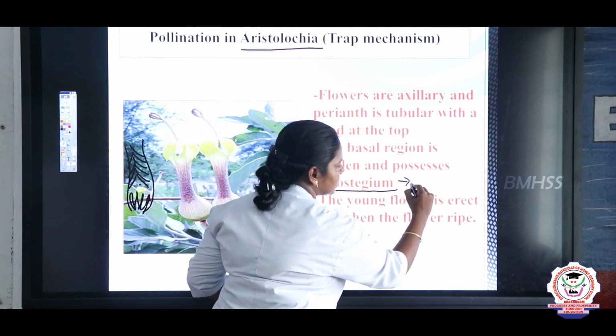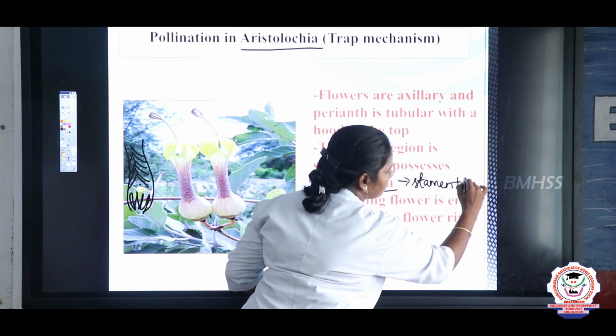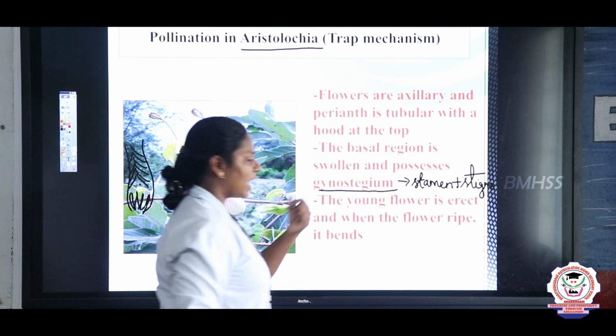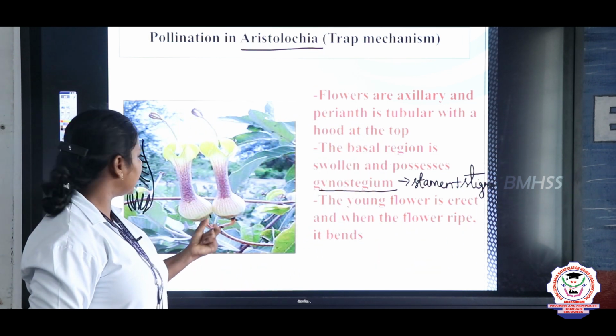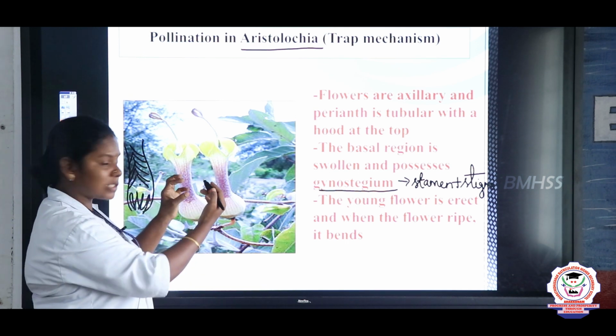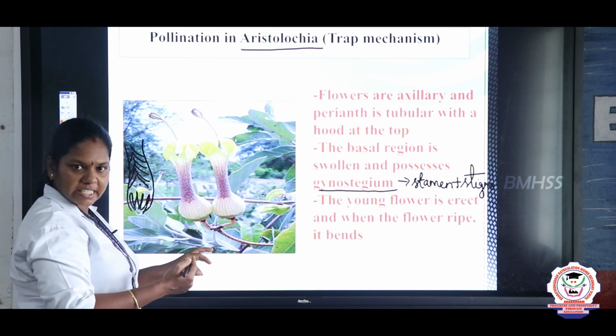If the stamens, the male part, fuse with the stigma, it is said to be gynostegium. And when the flower is at the young stage, the flower will be very erect. So, the insect cannot escape, it is trapped by the hairs present inside.